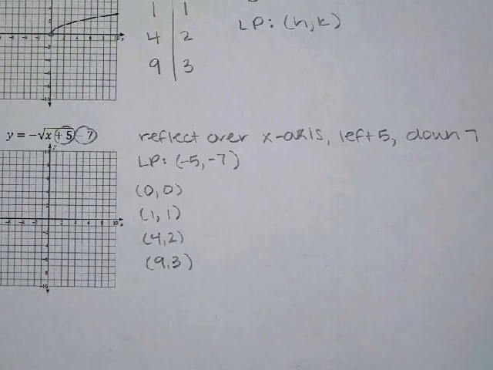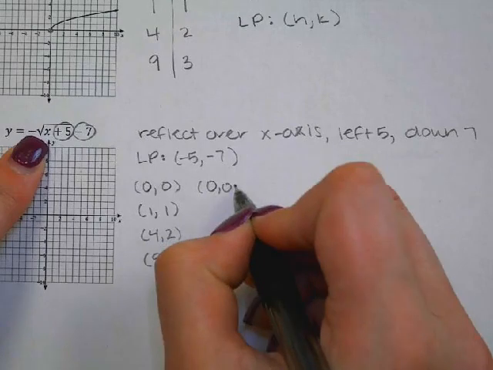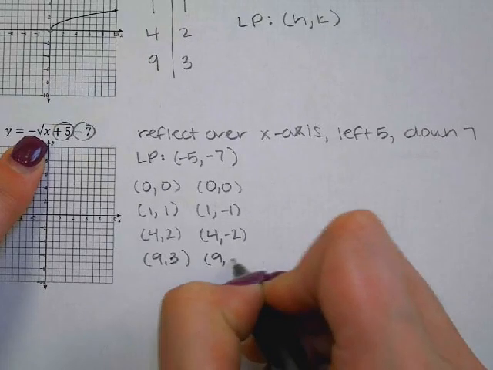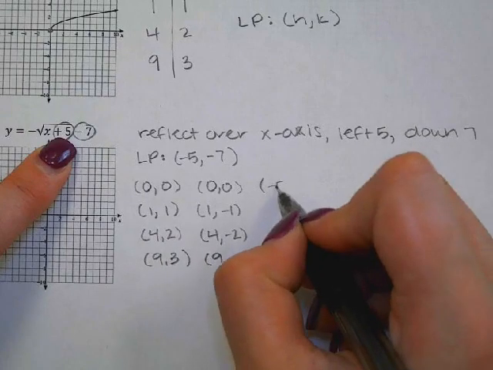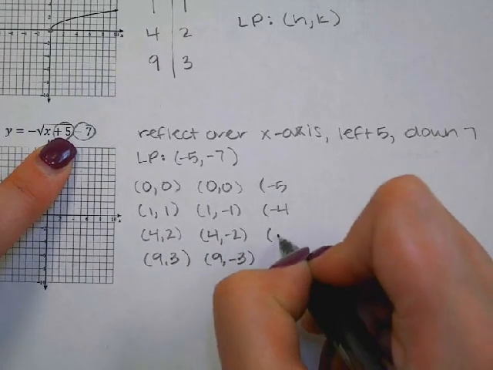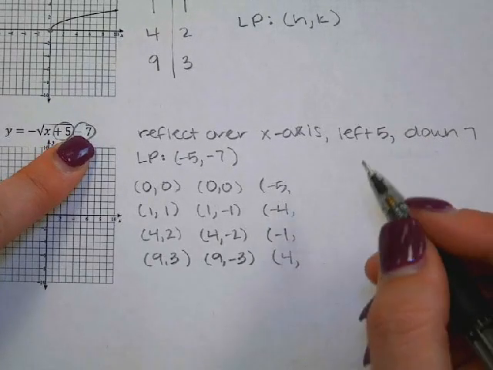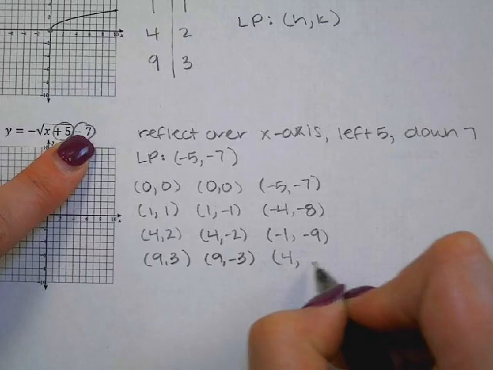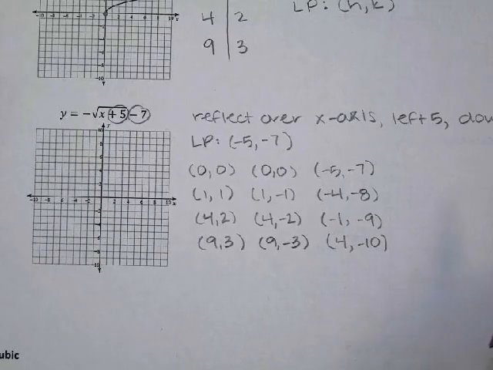And then I'm going to go ahead and apply those transformations. So the negative in the front means that it's reflected over the x-axis, and so I'm going to change the sign of all of my y-coordinates. It has been shifted to the left 5, so I'm going to subtract 5 from all of my x-coordinates. And down 7, so I'm going to take my y-coordinates and subtract 7. And now I have enough information to graph the function.